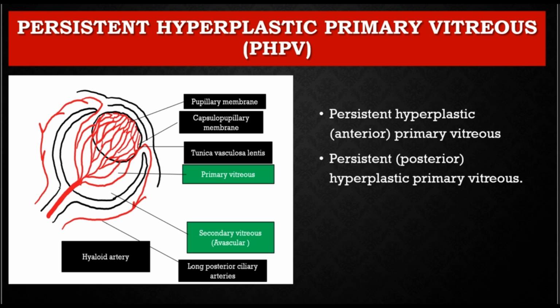Now, if the posterior aspect of the hyaloid system persists, that is known as the persistent hyperplastic primary vitreous. Here again we have two varieties, the anterior persistent hyperplastic primary vitreous, or the anterior PHPV, and the posterior PHPV. In the anterior PHPV, the part of the hyaloid which is supplying the posterior aspect of the lens up to the equator persists, whereas in the posterior PHPV, it is the posterior part of the hyaloid artery that persists.